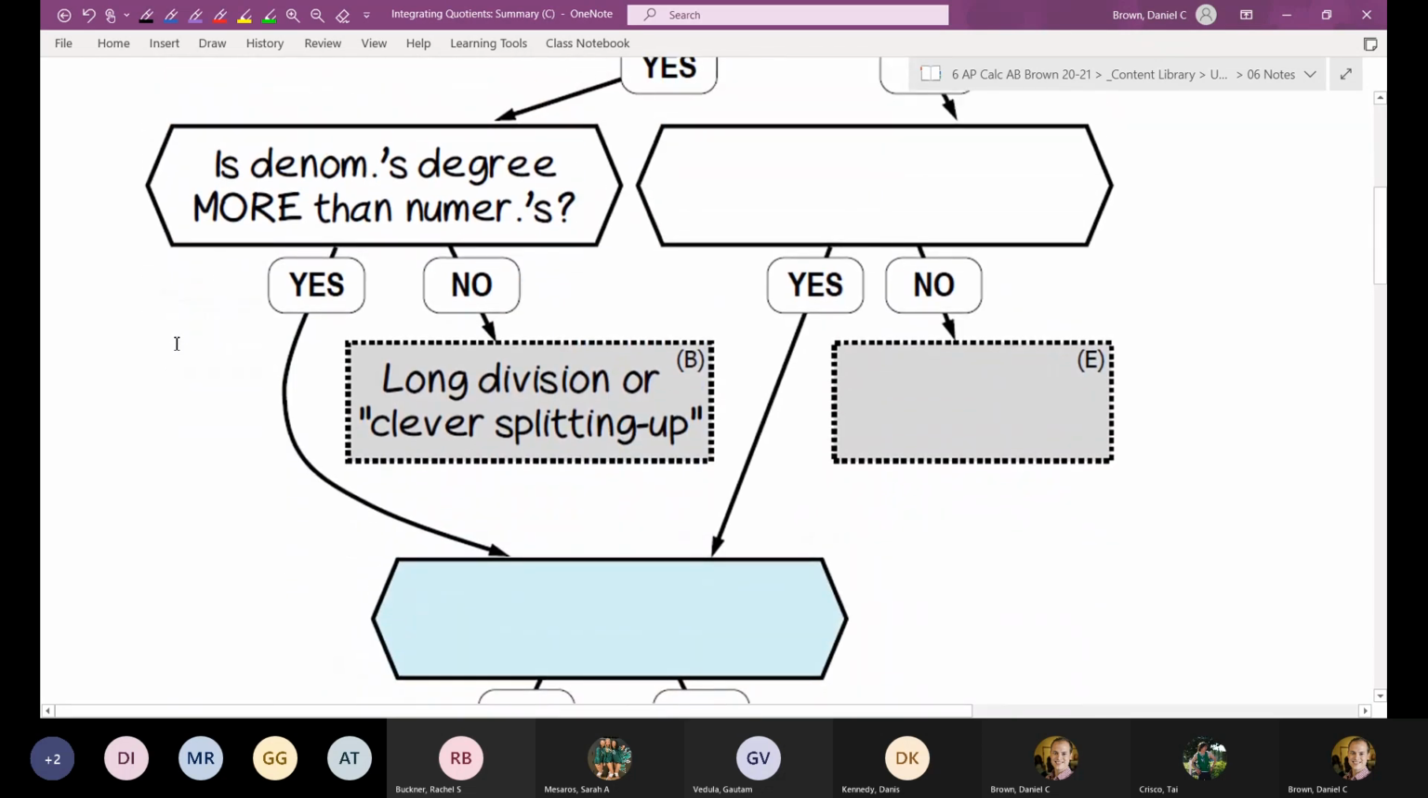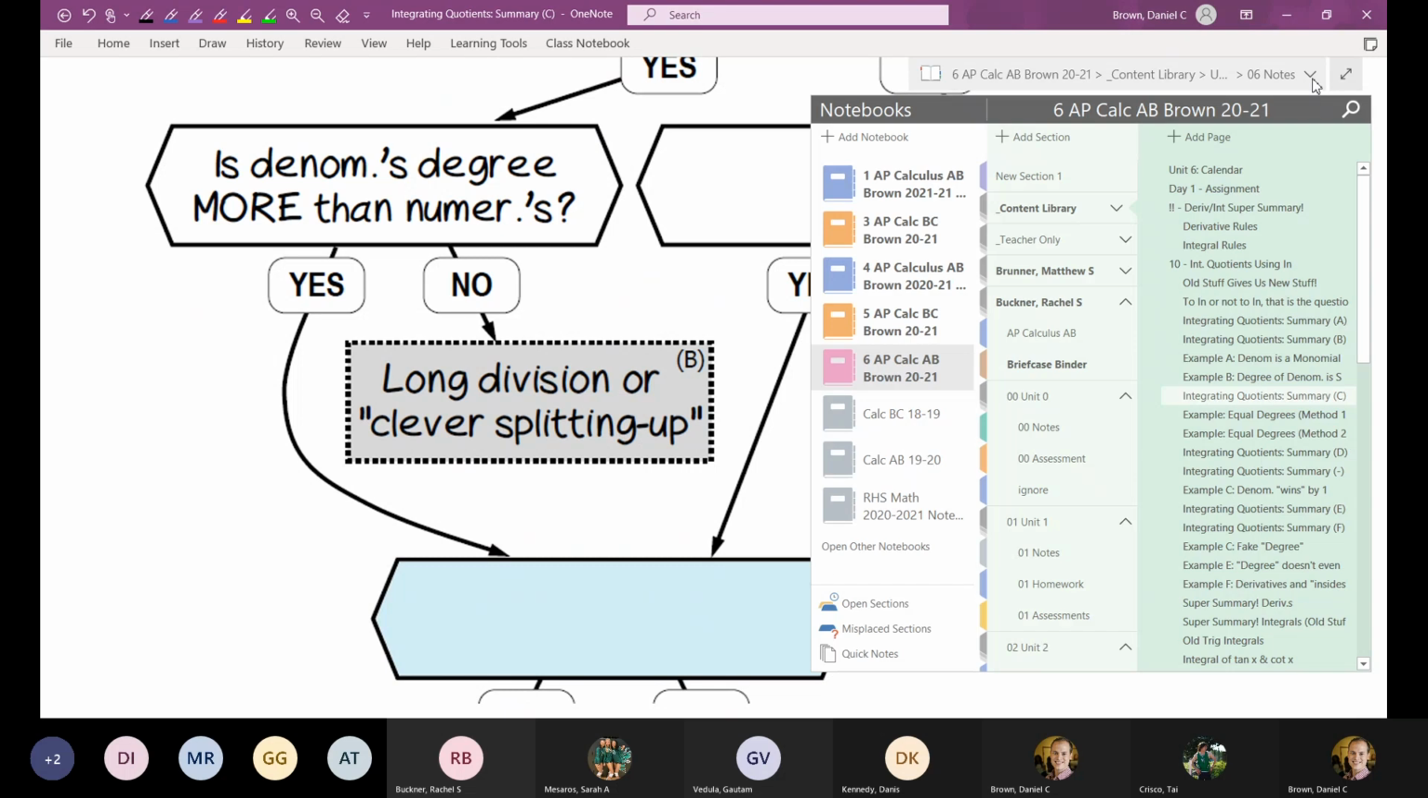And again, if it ends up being a top-heavy function, then I'm going to end up doing long division. I have on there clever splitting up, which I will show you. It's not my favorite method. You have to be clever to do it, and long division always works, so there's less guessing and checking. But that's what's going on in my brain. So looking at some other examples, 306, we'll do just a few more for today.